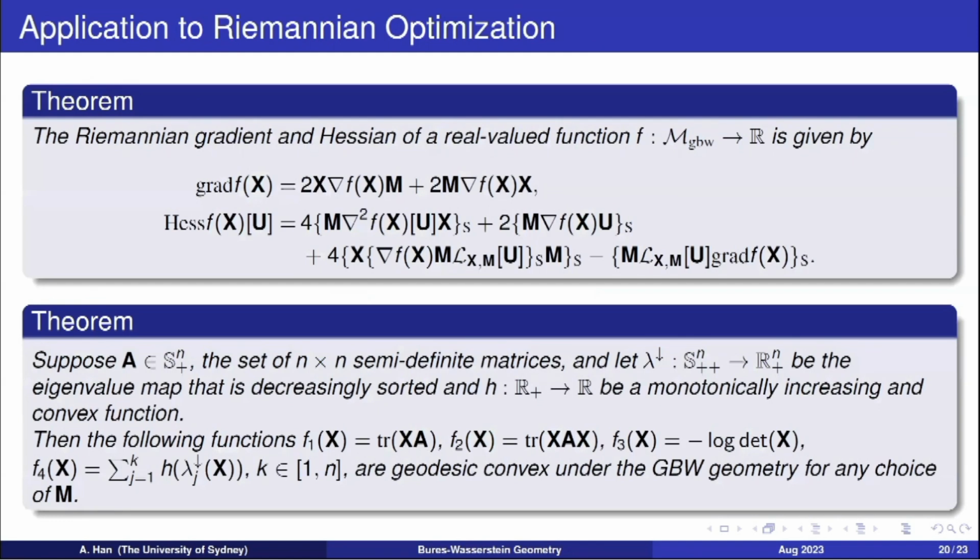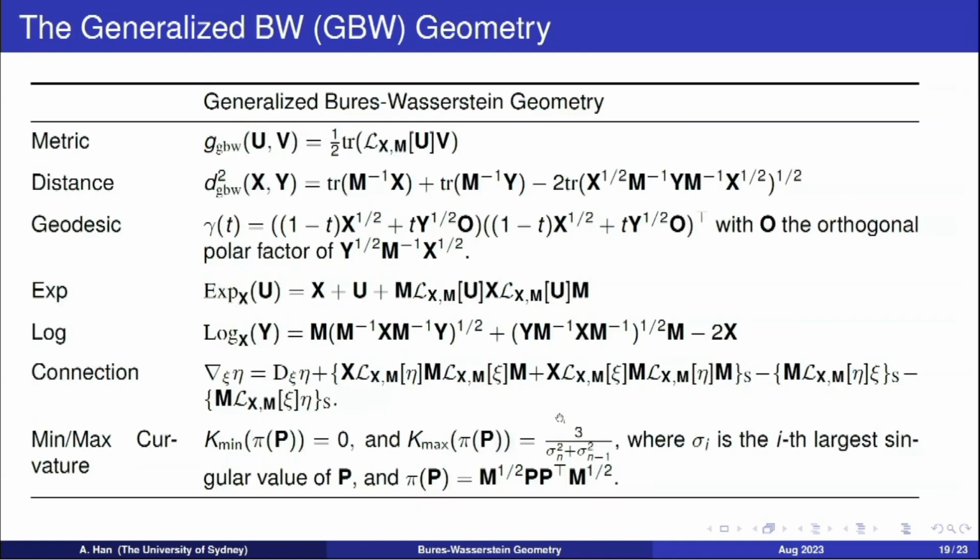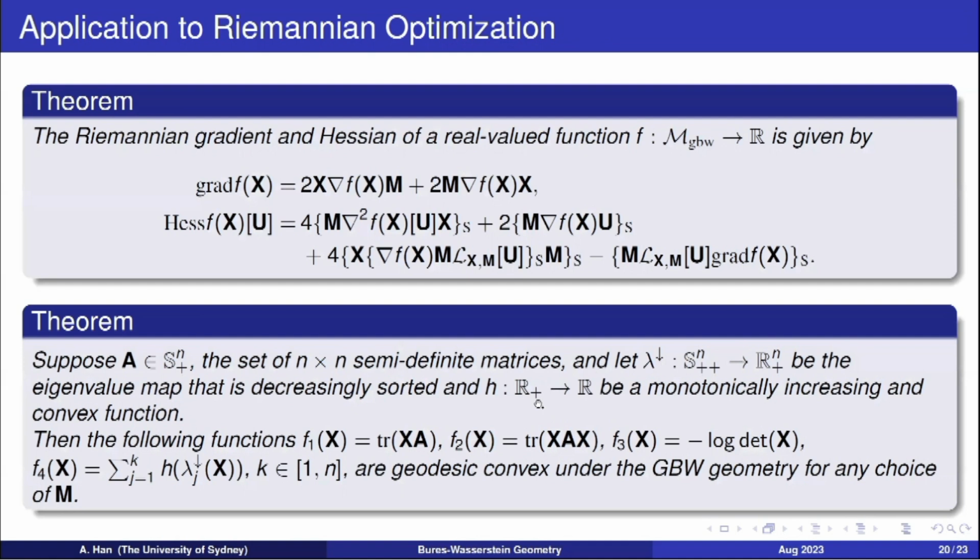And right, so in this paper, we also connect the formulation of GBW to various problems of interest, including the robust BW distance, the BW barycenter, and the interpolation and geometry over PCA. But for this talk, we only focus on the application to Riemannian optimization. So for this purpose, we also derive the Riemannian gradient and the Hessian of the real valued function under this proposed geometry, and show that actually the many functions we have considered earlier are still geodesic convex under the new GBW metric, actually for any choice of M.